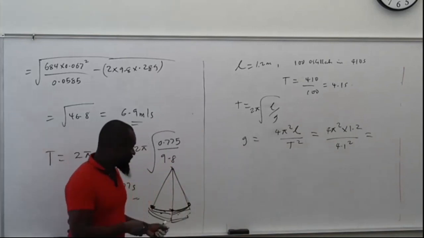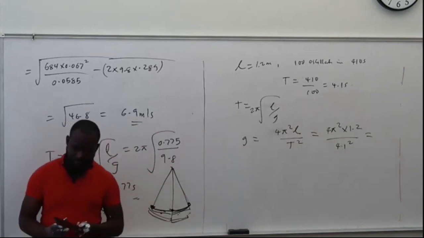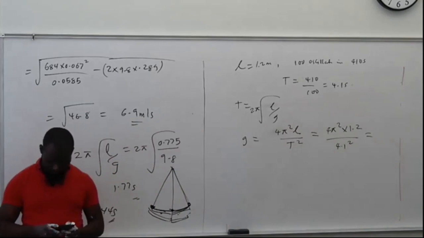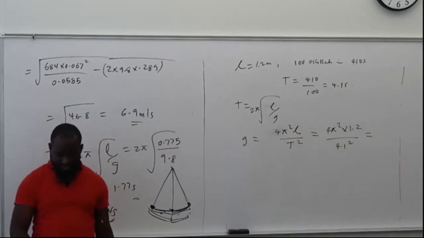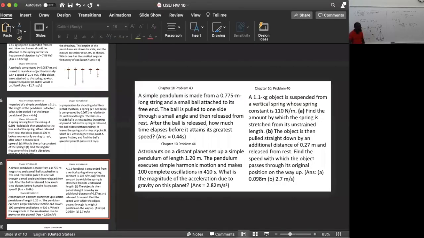4 pi squared times 1.2 over 4.1 squared is 2.82. So let's check the answer. 2.82 meters per second squared is what I'm getting. Correct, 2.82 meters per second squared. That's the g on that planet.